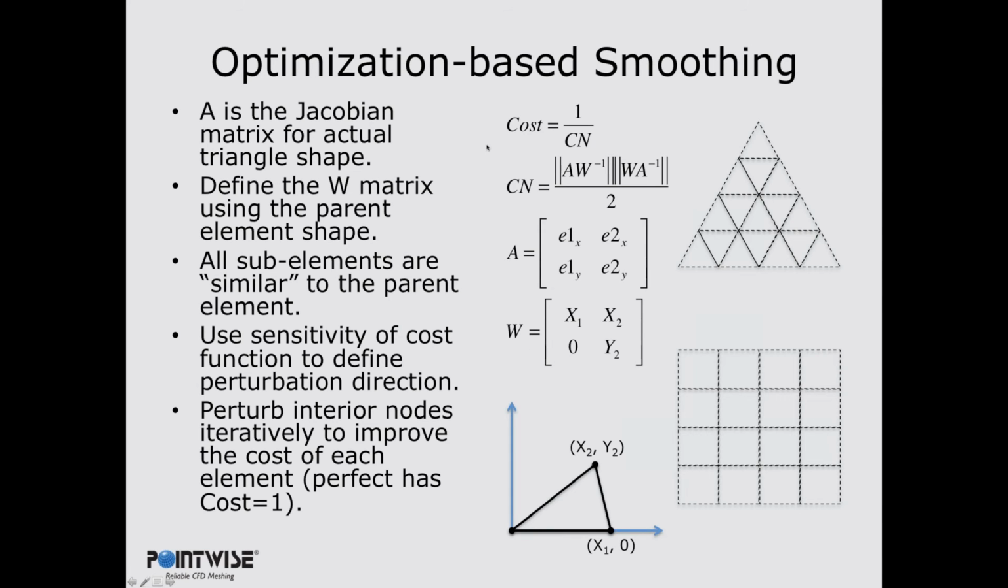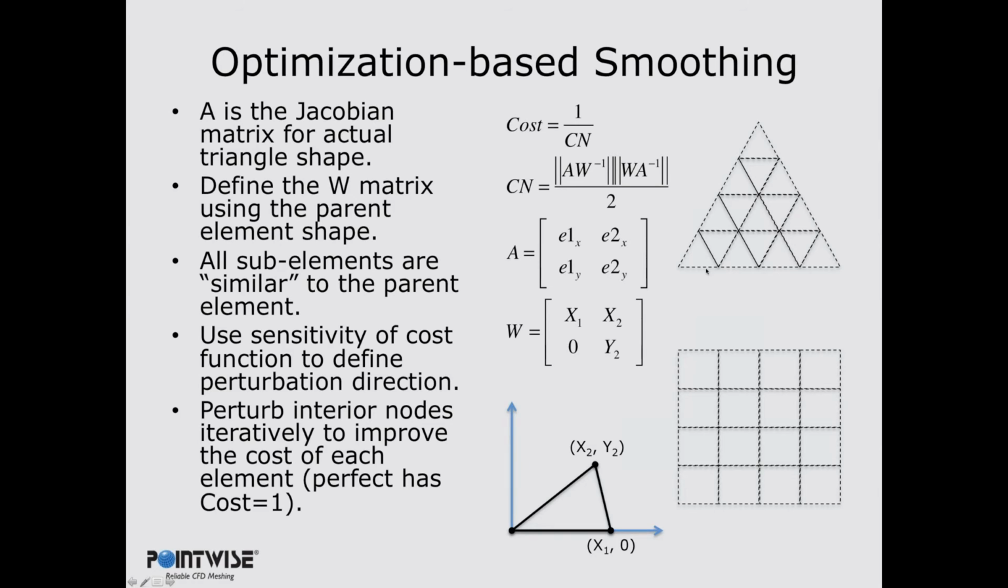The cost function in this case is 1 over condition number. Condition number is a mathematical term, but it's used here to express the conformance of an element to its prescribed shape. So A here, the A matrix, is the Jacobian matrix of the actual element. So the columns are actually edges coming from a corner. The W matrix is the prescribed shape that I'm trying to impose on this element, and you can see in the diagram below the element shape is rather arbitrary. If I was doing regular smoothing, I would make this an equilateral triangle.